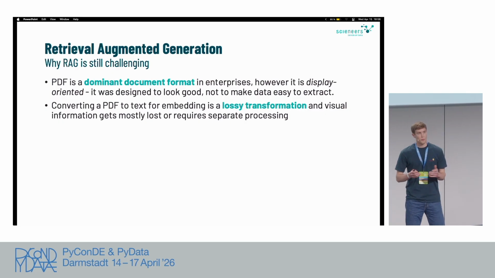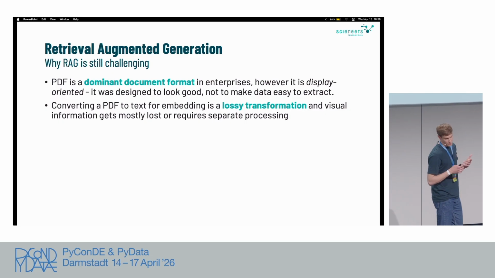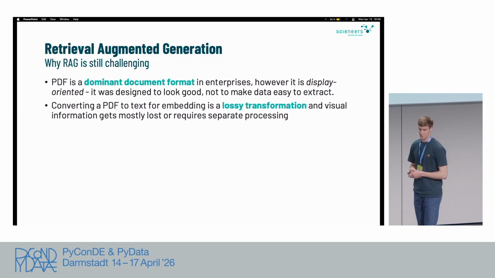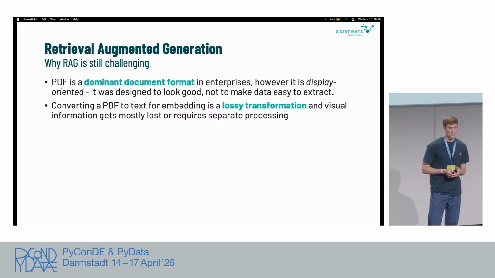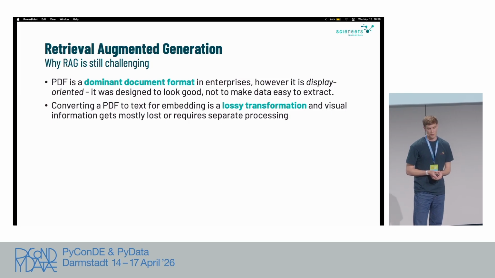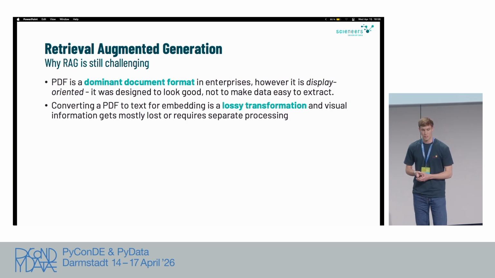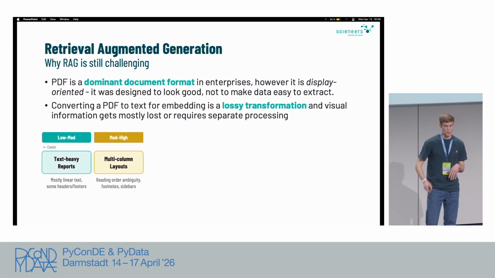So the question is now, why is RAG still challenging? If you build a RAG system, you're definitely confronted with the PDF document format, because it's still the dominant document format in enterprise settings. The challenge is that PDFs are display-oriented, meaning they are designed to look good if you print them out or read them on the screen. They're not designed to make the data easy to extract. So converting a PDF into text to then pass it to your embedding model is a lossy transformation, and visual information gets lost or requires separate processing.